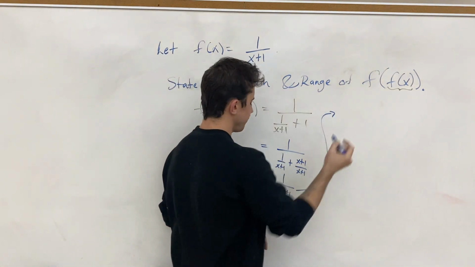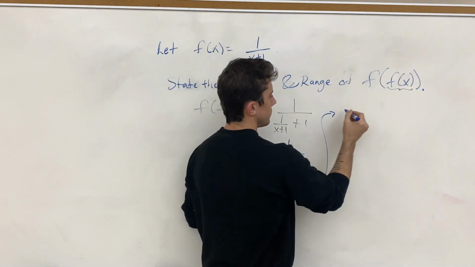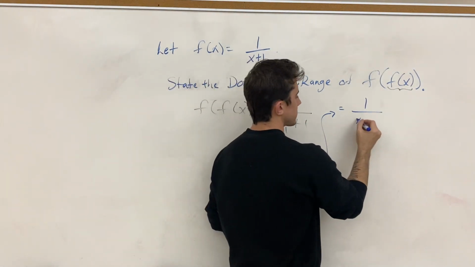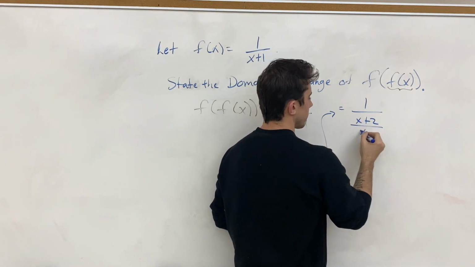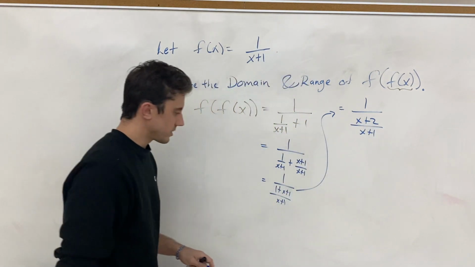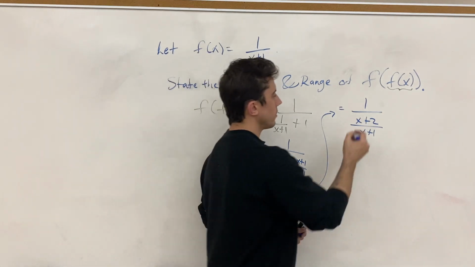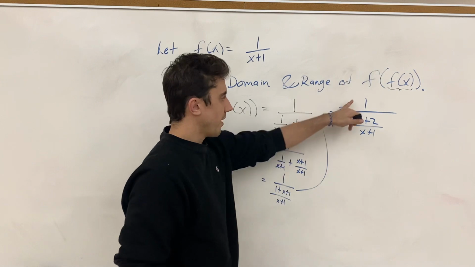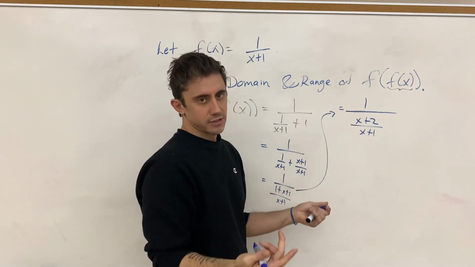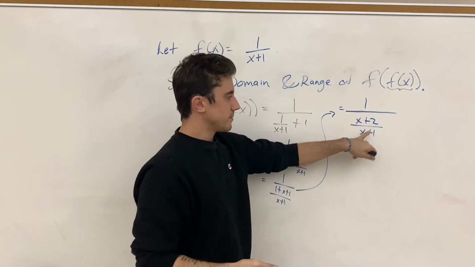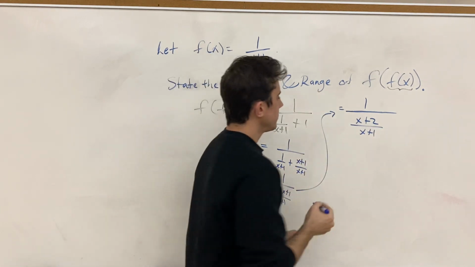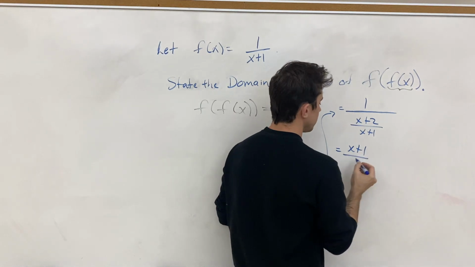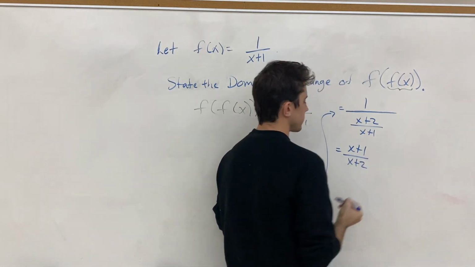Let's take this up here. So that becomes 1 over 1 plus x plus 1 is x plus 2, over the smaller denominator of x plus 1. And now what we really have is 1 over all of that, right? And so we're dividing 1 by a fraction, which you learned a long time ago is the same as multiplying by the reciprocal of that fraction. And so this, if we do that, becomes x plus 1 over x plus 2.